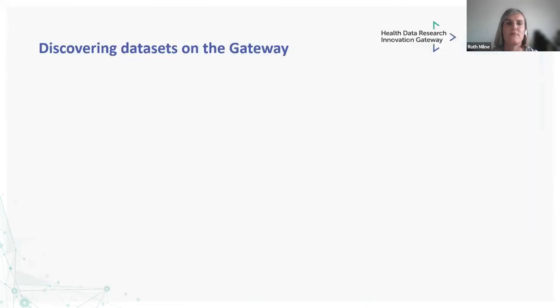Okay, so moving on to discovering data sets on the gateway. So how you might go about finding a data set on the gateway. I'm going to show you two ways to do this. The first is through a keyword and filter search. And then the second is through a more curated approach to discovering data sets on the gateway.